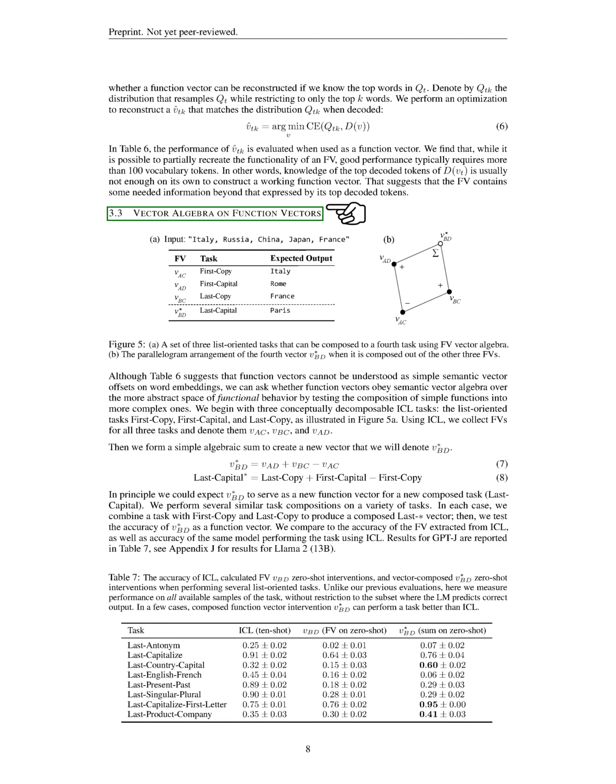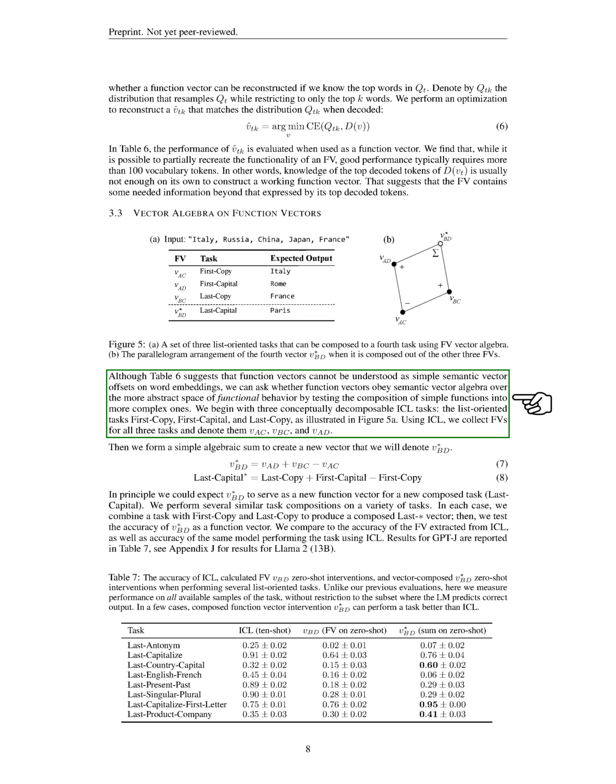Section. Vector algebra on function vectors. We're going to delve into the concept of vector algebra on function vectors. The table we've discussed earlier might lead you to believe that function vectors can't be understood as simple semantic vector offsets on word embeddings. However, we're going to explore whether function vectors can follow semantic vector algebra in a more abstract functional behavior space. We'll do this by testing the combination of simple functions into more complex ones.